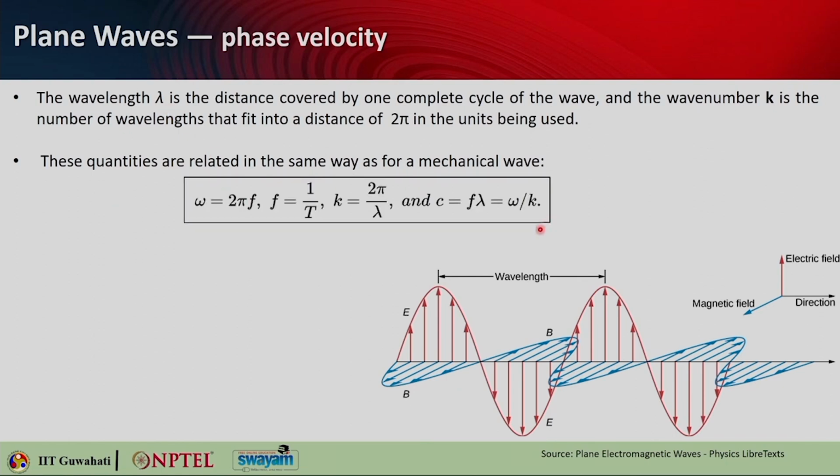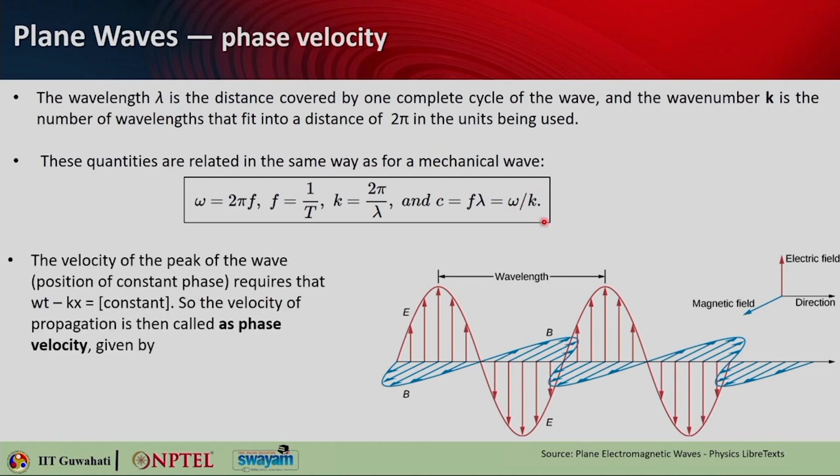The quantities of an electromagnetic wave are basically similar to those of a mechanical wave. So we know omega equals 2 pi f, f is nothing but 1 over T, k is 2 pi by lambda, and c, the speed, is nothing but f lambda, which is also written as omega over k. Now if you see this relationship, you can also understand the velocity of the peak of the wave, that is, the position of constant phase. The velocity requires that omega t minus kx will be constant, because the slope is 0.